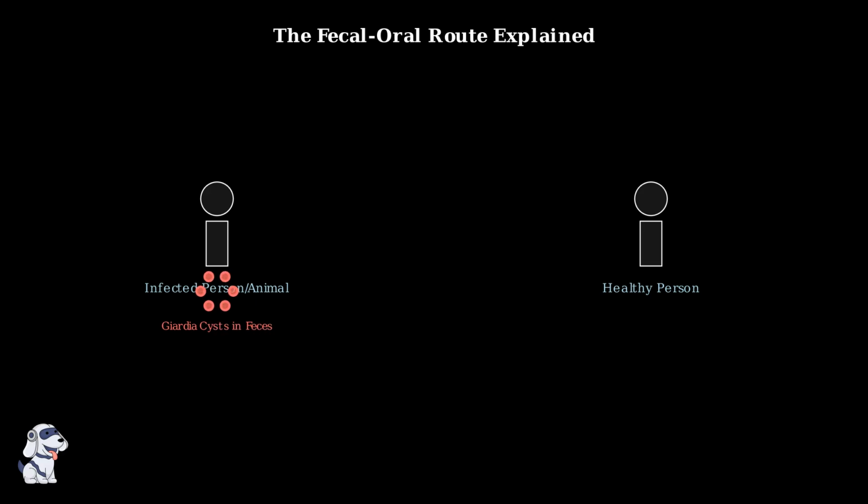When an infected person or animal has a bowel movement, millions of microscopic Giardia cysts are shed in their feces. These cysts are incredibly hardy and can survive outside the body for weeks or even months. Poor hygiene is the main factor in transmission. When someone doesn't wash their hands properly after using the bathroom, microscopic cysts can remain on their hands, under their fingernails, and on surfaces they touch.